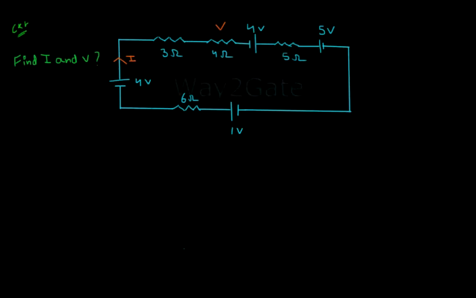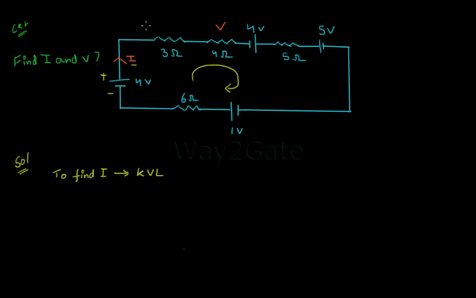Now, let's solve some examples. In the shown circuit, let's find current I and voltage across 4 ohm resistor. To find current I, let's apply KVL. On considering clockwise direction of current I, let's mark the polarity of both resistance and voltage source.